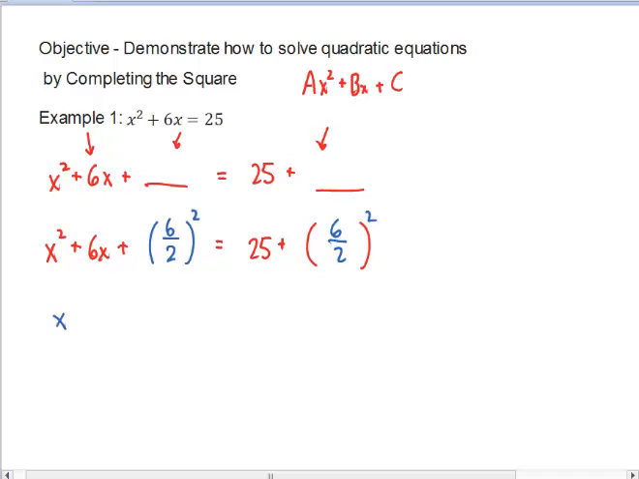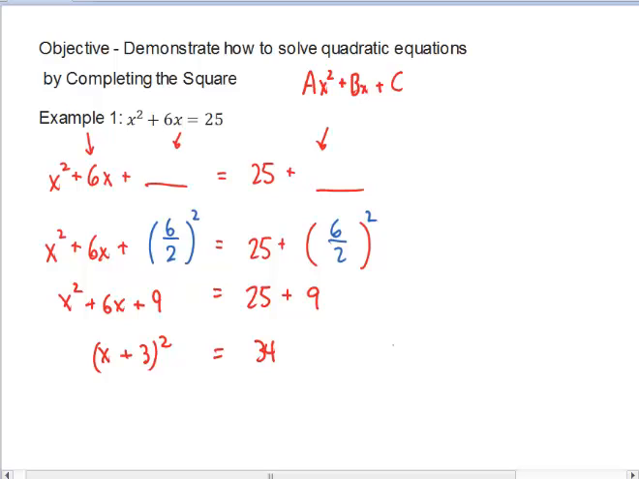Now this becomes x squared plus 6x plus 9, which is now real easy to find the factors. And this is going to be 25 plus 9. So on this side, this is going to equal 34. On this side, it's going to become x plus 3 quantity squared.